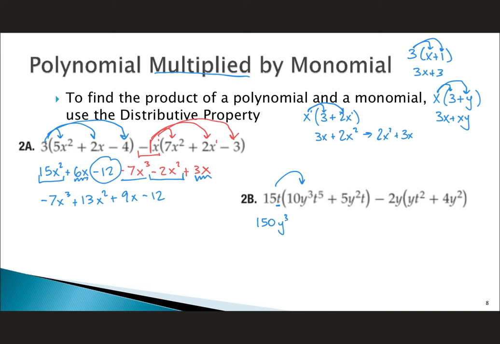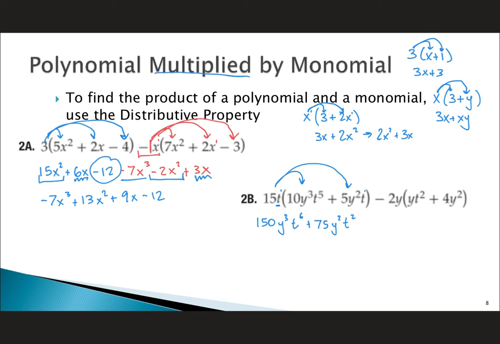I do, however, have t to the first power times t to the 5th power. And when I multiply my bases, I add my exponents. So that's going to be t to the 6th power. Distribute again. Okay, now I have 15 times 5, and that's going to be plus 75. Again, nothing happens to my y, so it just comes straight on down. And then I have t to the 1 times t to the 1 again, which means I have t squared.